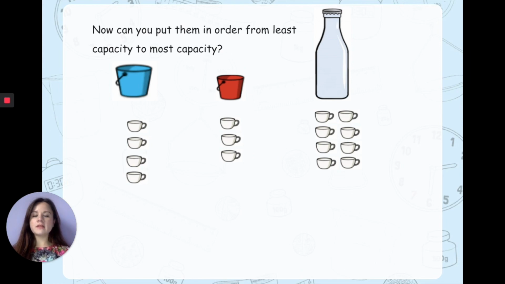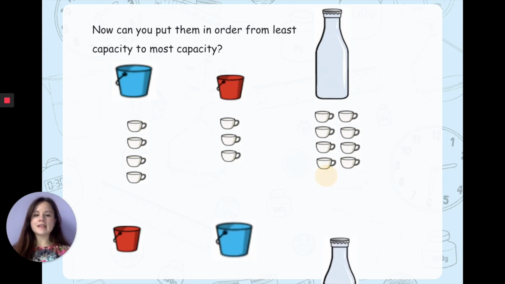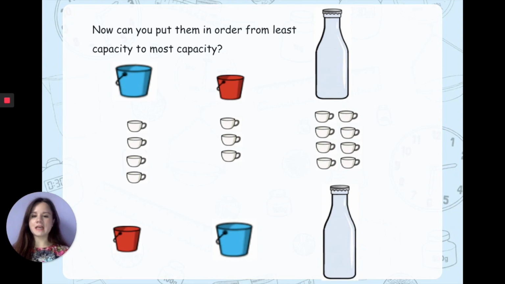Now, can you put these containers in order from least capacity to most capacity? Pause the video to complete this. The answer is the little red bucket has the least capacity, then the blue bucket, and then the bottle has the largest capacity. Well done if you got that correct.